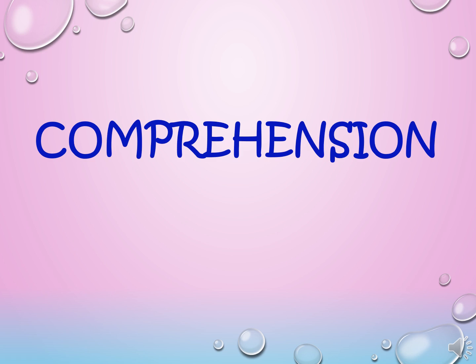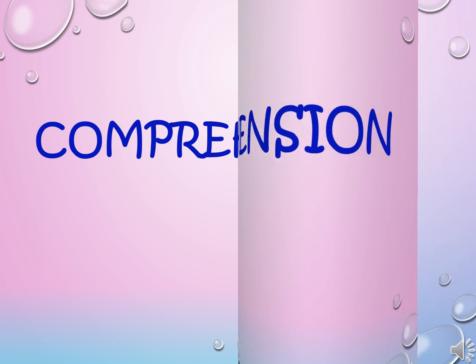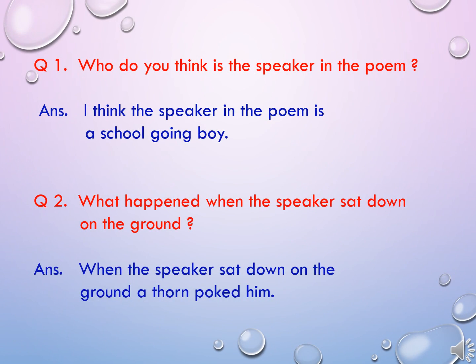Children, now let us learn some question and answers from the poem My Nasty Adventure in Comprehension. First question, who do you think is the speaker in the poem? And the answer is, I think the speaker in the poem is a school-going boy. Second question, what happened when the speaker sat down on the ground? Answer is, when the speaker sat down on the ground, a thorn poked him.